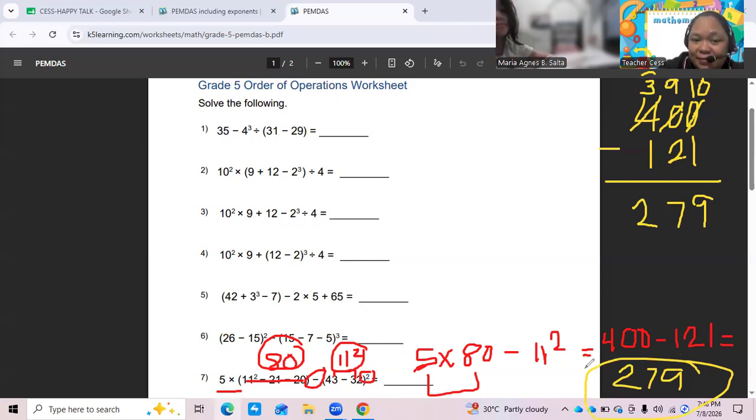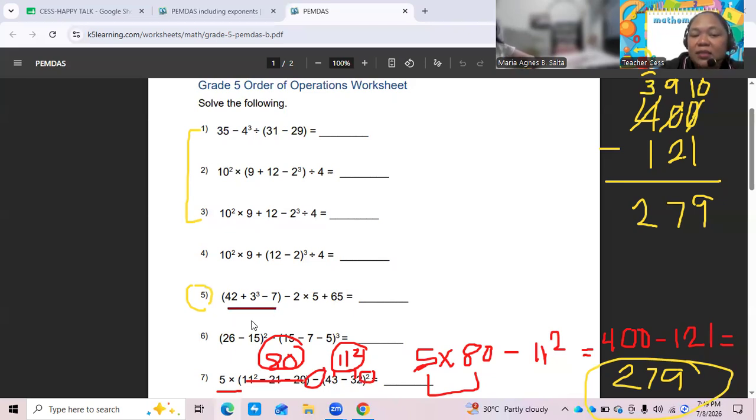Okay, so next, let's proceed to number 5. I will do number 5, then you will proceed to answer numbers 1 to 3. So for number 5, which operation are we going to compute first? Addition. Which part? The one with the parentheses. All right, the parentheses.